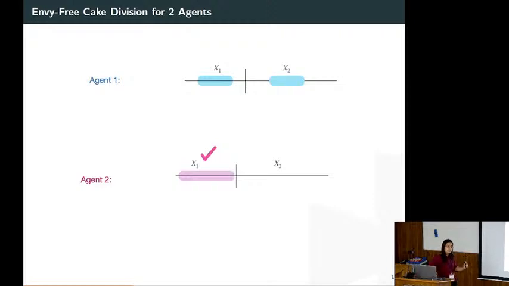Is there a possibility that agent 2 might envy agent 1? No, right, because he got the right to choose first. If he envied, he would have chosen the piece x2. And agent 1 is also envy-free, because he divided equally, so there is no point of envy from his perspective. Can you say that this division is also proportional?